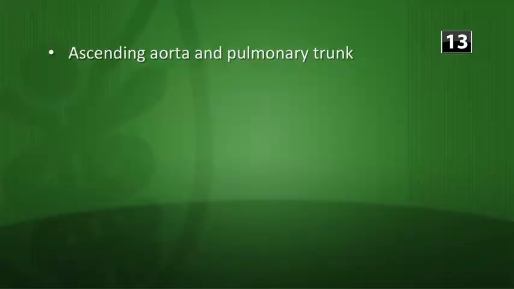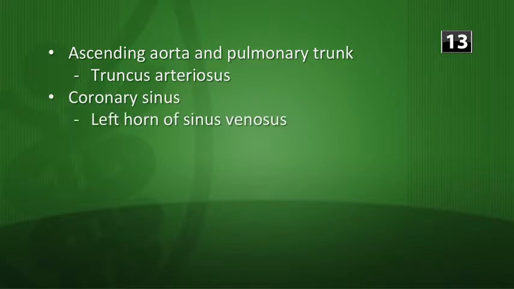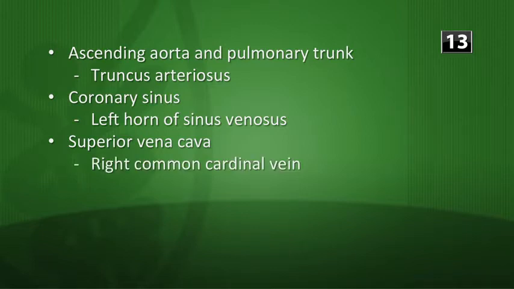All right, first question. Which embryologic structure of the heart gives rise to each of the following adult structures? So the ascending aorta and the pulmonary trunk come from the truncus arteriosus. The coronary sinus is derived from the left horn of the sinus venosus. The superior vena cava comes from the right common cardinal vein and the right anterior cardinal vein.